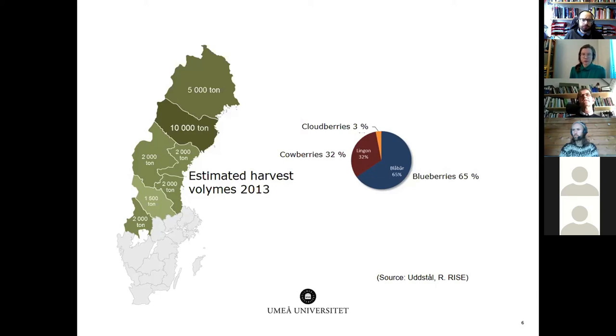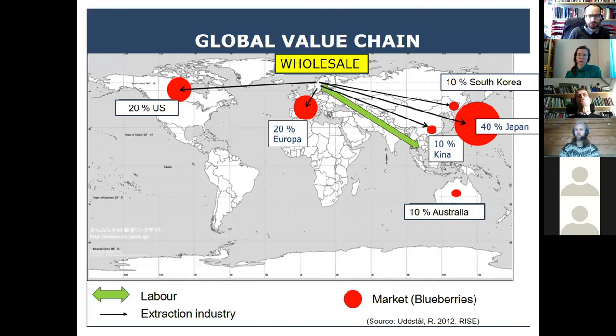Here you can see that blueberries had the majority of the harvesting. This picture has been changing over time, because in the 40s and 50s in Sweden there was a huge demand for lingon, cowberries in English. Then you can see the cloudberries are a small interest, a small sector in the berry industry. There are also estimates that approximately 90% of the whole harvested volume in Sweden goes for export.